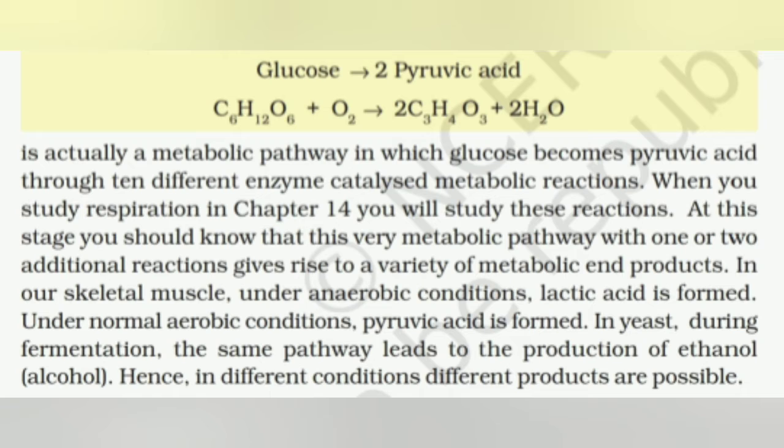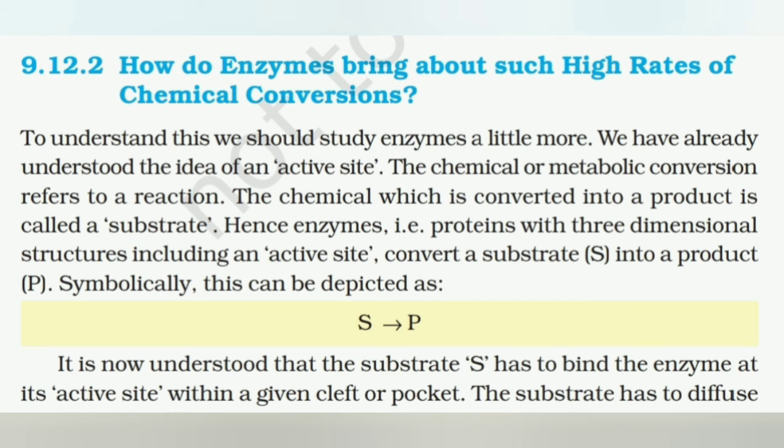At this stage, we should know that this metabolic pathway, with one or two additional reactions, gives rise to a variety of metabolic end products. In our skeletal muscle, under anaerobic condition, lactic acid is formed. Under normal aerobic condition, pyruvic acid is formed. In yeast, during fermentation, the same pathway leads to the production of ethanol, that is an alcohol. Hence, in different conditions, different products are possible with different enzymes from the same substrate.